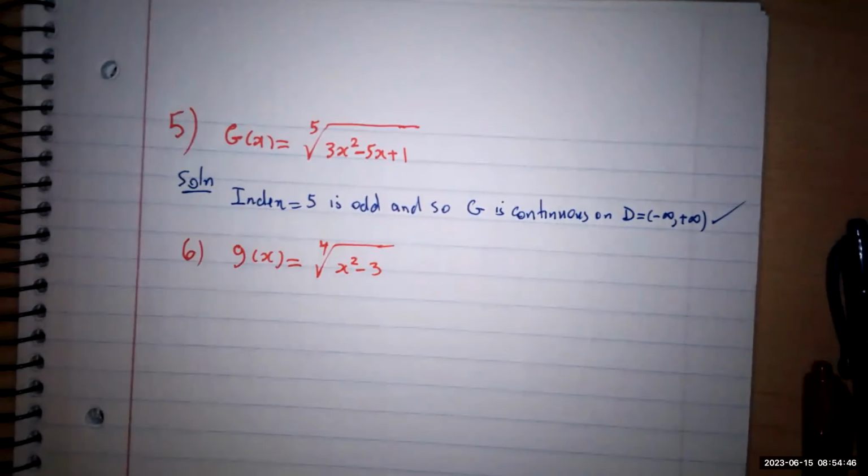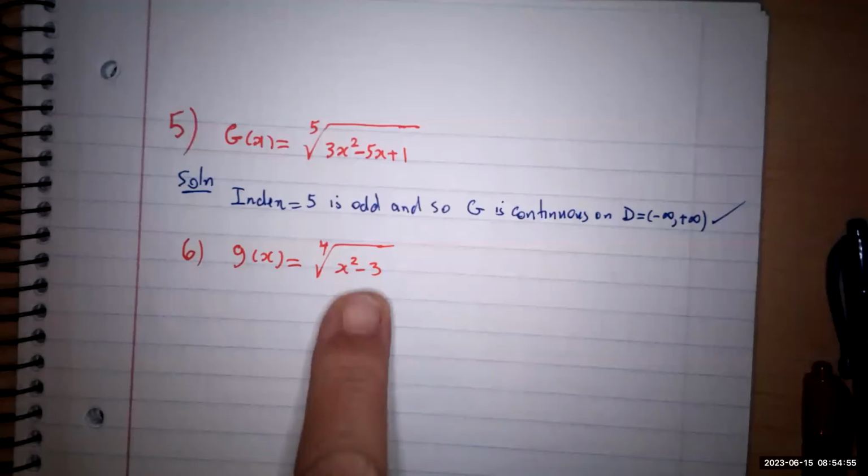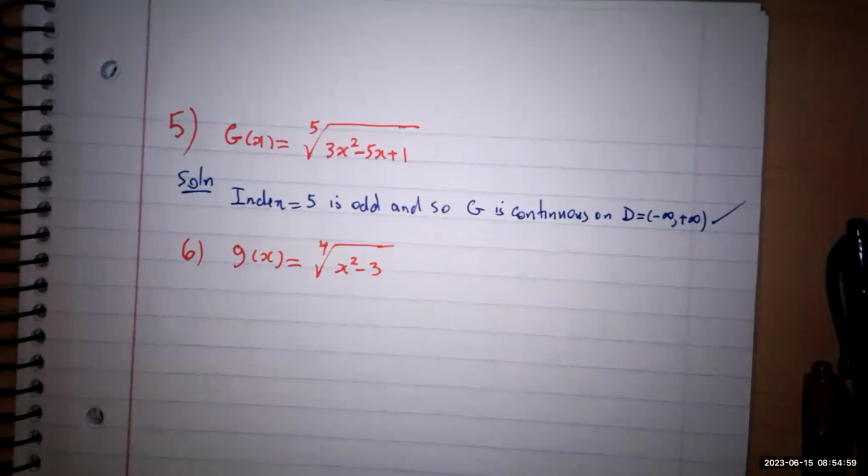What is the challenge now? The challenge is the index is 4. 4 is even. Remember, when it's even, x² minus 3 cannot be negative. So you have to force it to be greater than or equal to 0, and find the domain. That domain gives you continuity because you know that x squared minus 3 is a polynomial. X squared minus 3 is a polynomial, it's continuous everywhere.